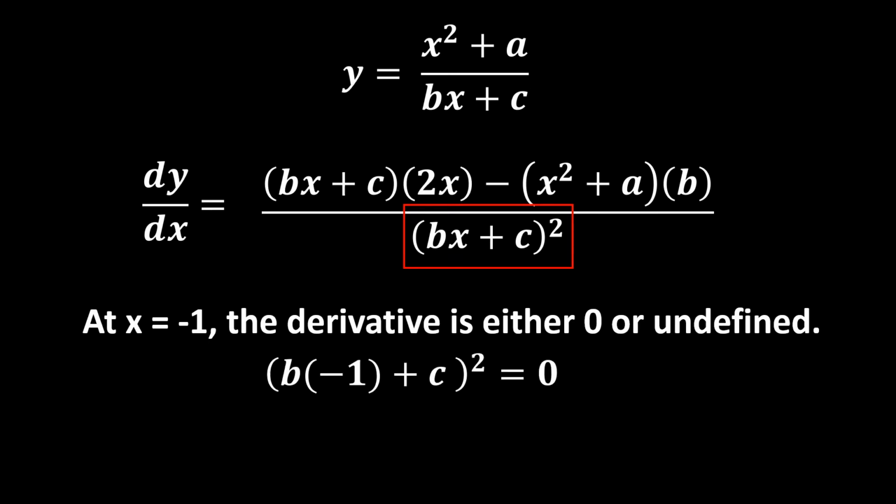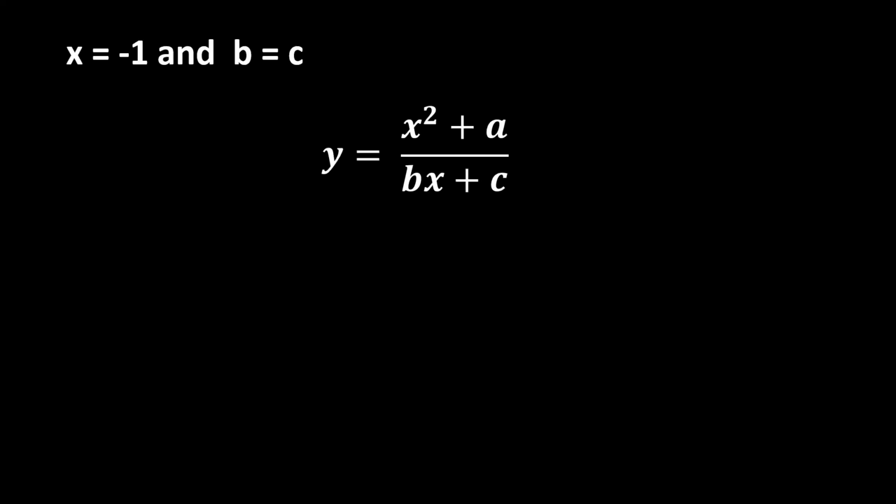If we extract the square root of the left side and the right side of this equation, we get -b plus c equal to 0, in which case we can say that c is equal to b. I'm now going to show you that when x equals -1 and b is equal to c, the function will not be defined. Let's go back to our function.